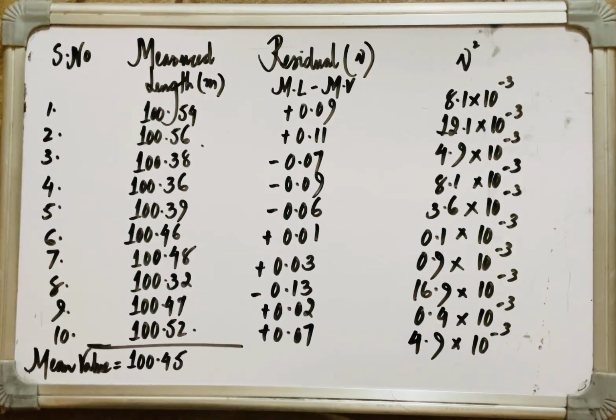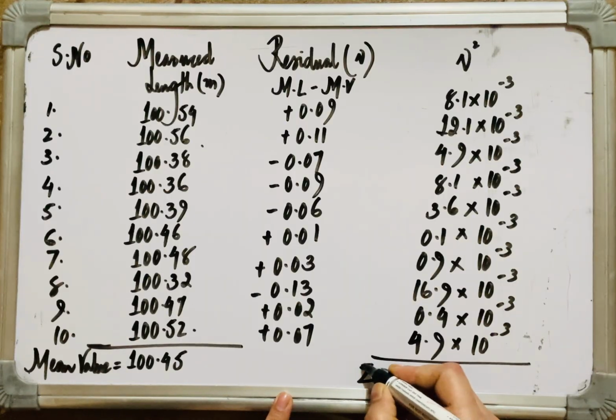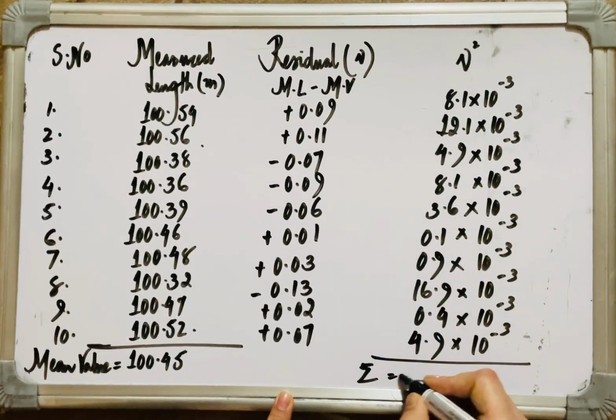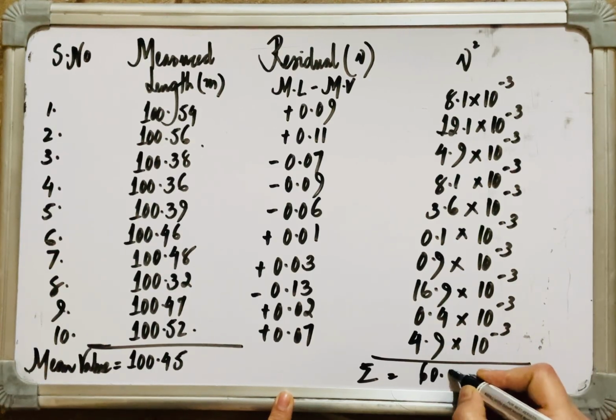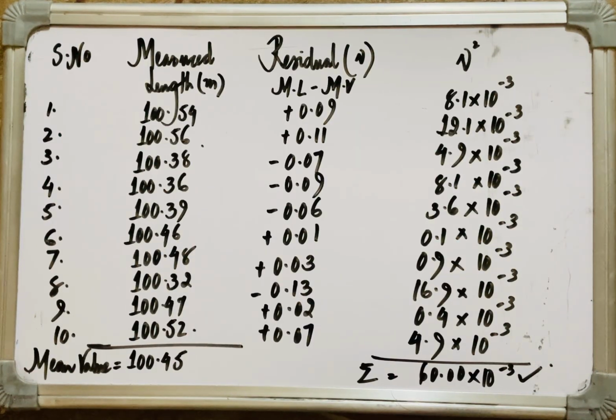All right, so we have calculated the square of the residual errors, and by calculations, the summation of these squares is equal to 60.00 into 10 raised to the power minus 3. So this is the question, and we have calculated the mean value, and likewise we calculated the summation of the v square, which came out to 60.00 into 10 raised to the power minus 3.